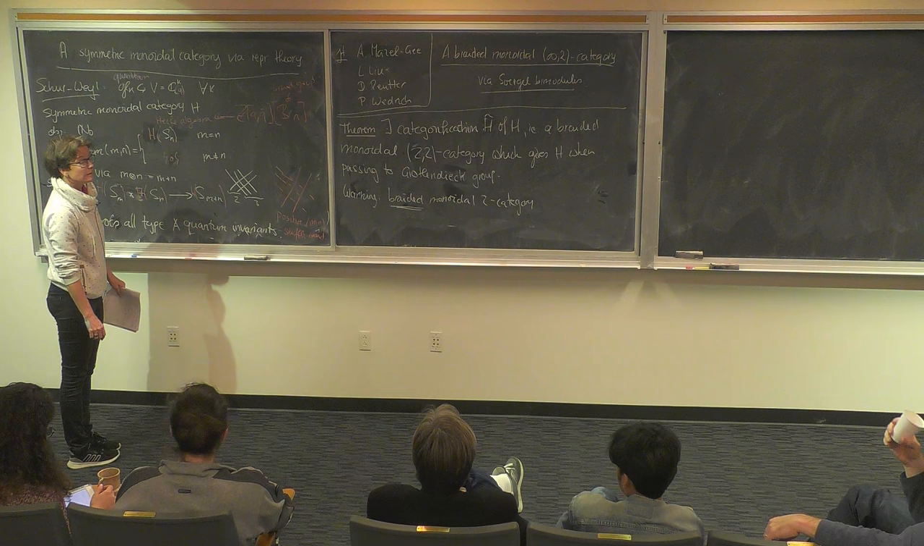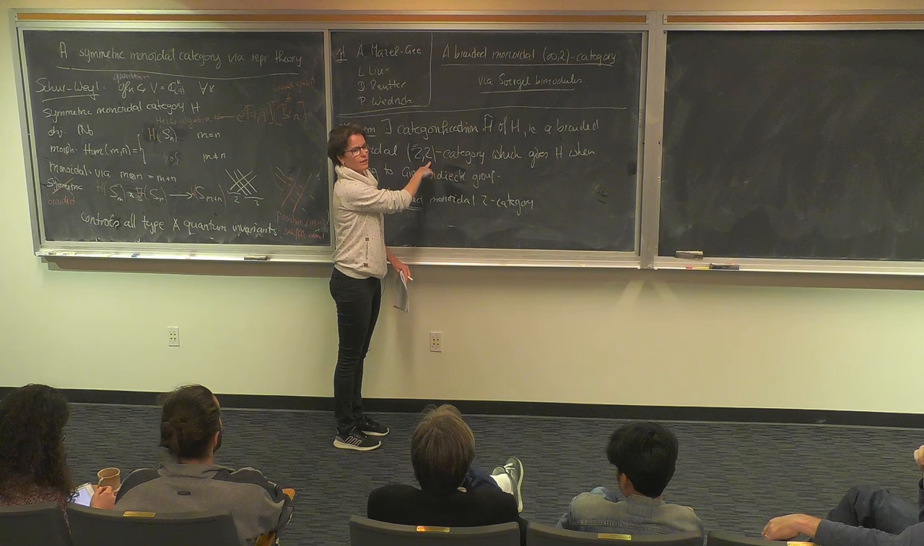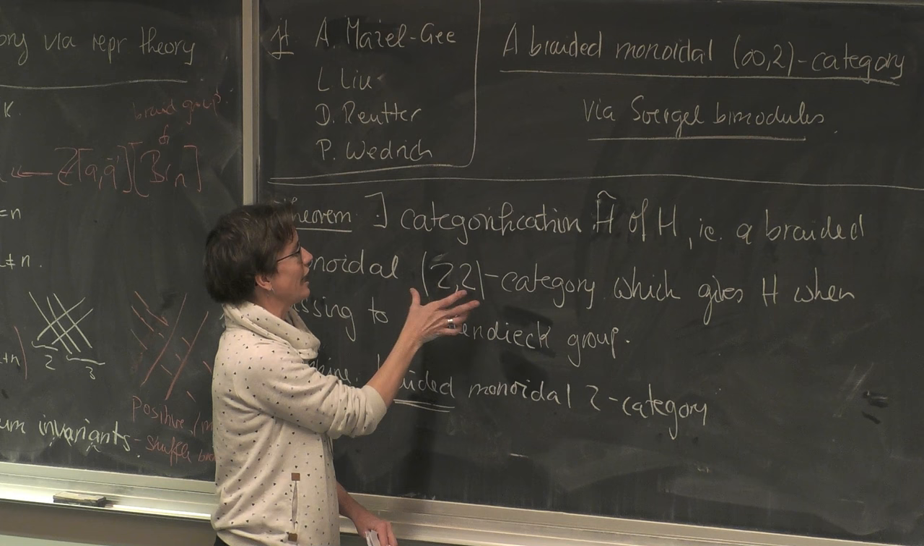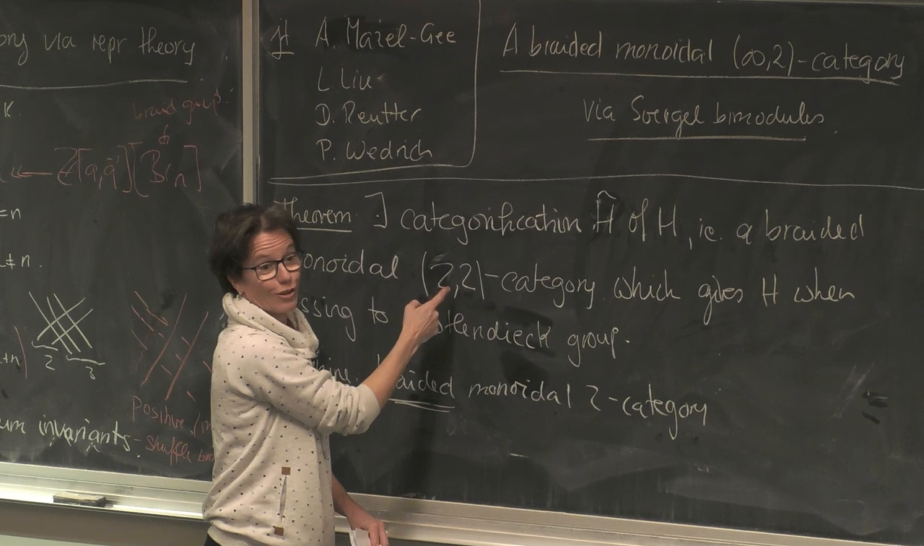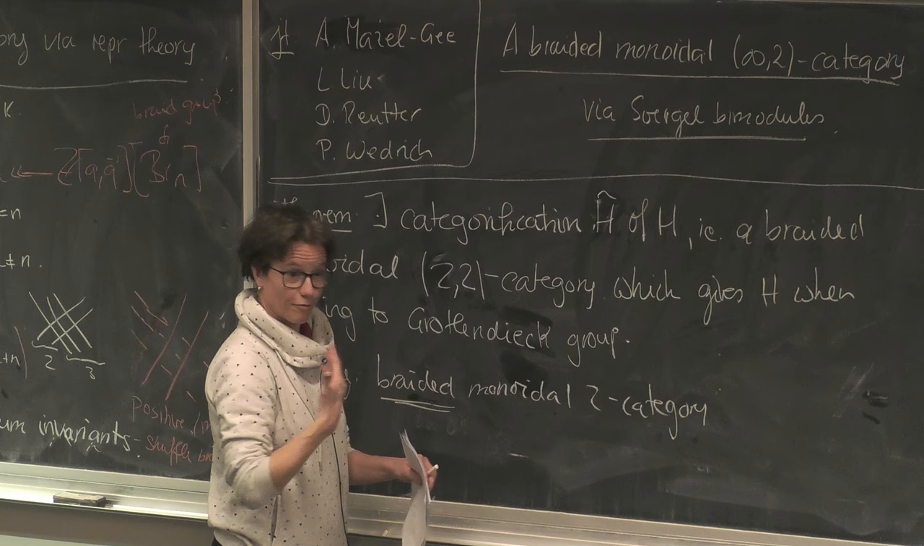So (2,2)-categories, this 2 means you have an infinity category in the background and you truncate it at level 2. And so that means at the end you can say it's an ordinary 2-category, but you have to define what a braided monoidal 2-category is. But what I want to say is, it's a shadow of something which is somehow coherent in an infinity sense.